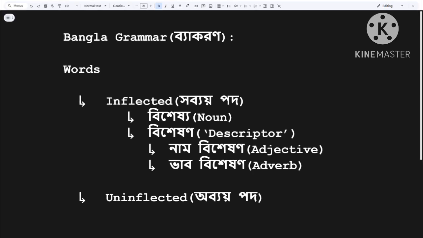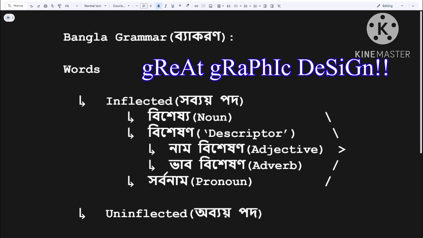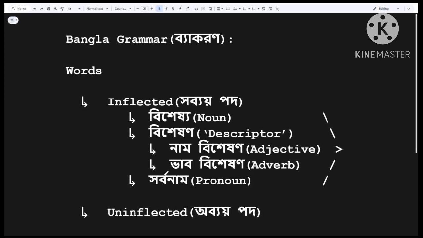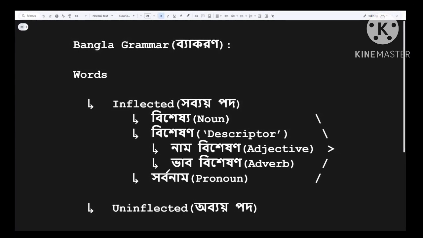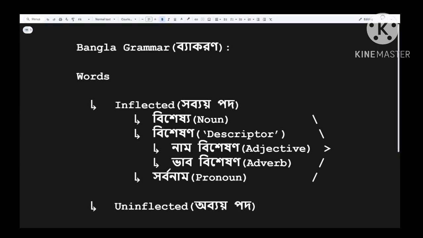Next is shorbonam, which is what we call a pronoun, which takes the place of a noun to avoid repetition, to make sure you're not constantly repeating yourself.